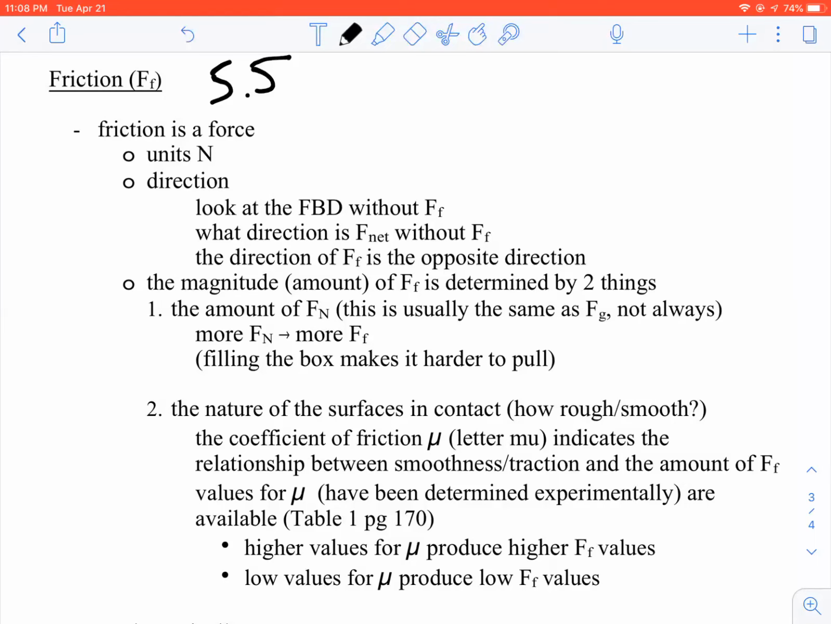Hi, so today I want to talk about section 5.5 in our textbook, which is the bane of a lot of people's existence, and that is the concept of friction. Friction applies to just about everything that happens in our world, whether it's stationary or moving, and it basically talks about a force that moves to resist motion. A force that resists motion.